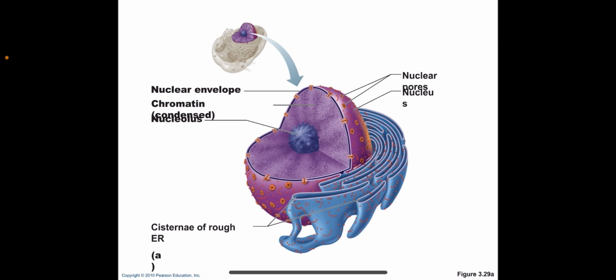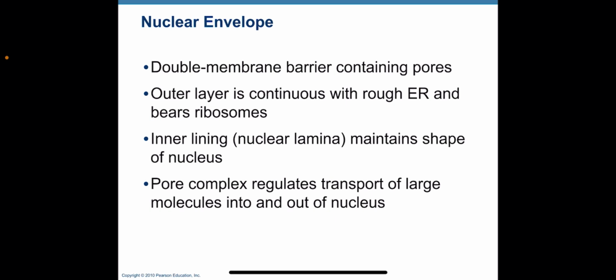So the nucleus you can see here, you've got the nucleus, the chromatids condense, the nucleolus, and then the nuclear envelope. We also have the nuclear pores that let RNA and DNA out if needed. The nuclear envelope is a double membrane system that contains pores. It connects to the rough ER and is almost continuous, and it also has ribosomes on the outside. The inner lining is the nuclear lamina, and it maintains the shape of the nucleus.